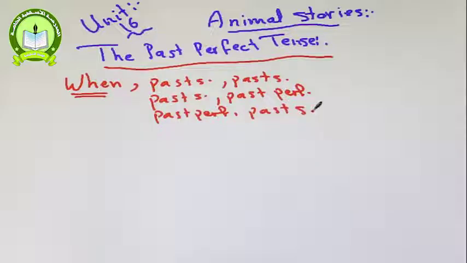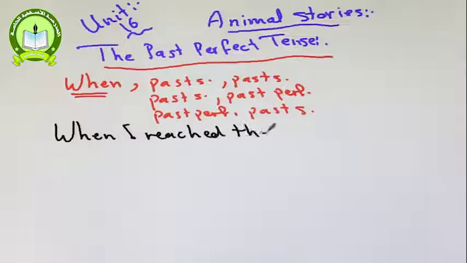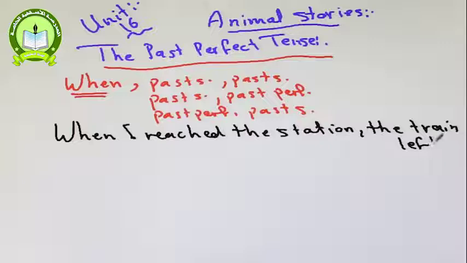It's very confusing to use when, because when can be followed by any of these, but we are going to deal with two or three examples, and you should differentiate between the three sentences in meaning. For example, when I reached the station, the train left. Put in mind. First one, reached the station, past simple. The second, left.